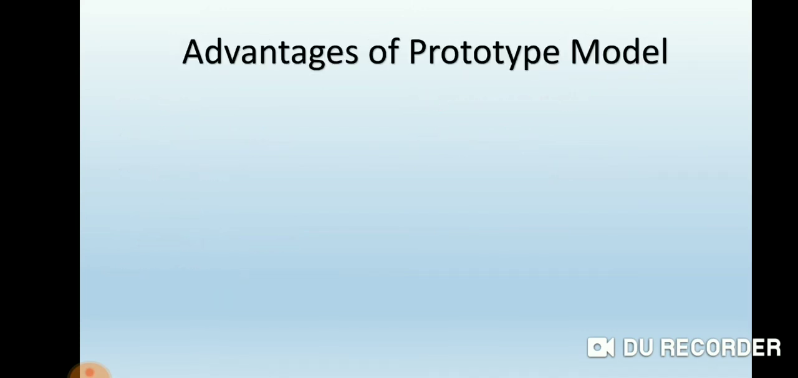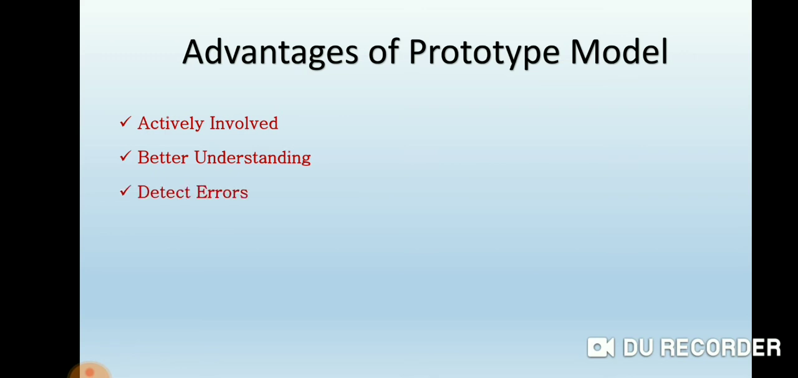Now we will see advantages of the prototype model. Actively involved: users are actively involved in the development. Better understanding: since in this methodology a working model of the system is provided, the user gets a better understanding of the system being developed. Detect errors: errors can be detected much earlier. Feedback: quicker user feedback is available, leading to a better solution. Missing functionality can be identified easily, and confusing or difficult functions can be identified.